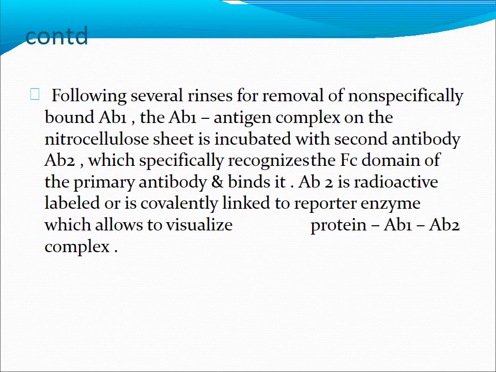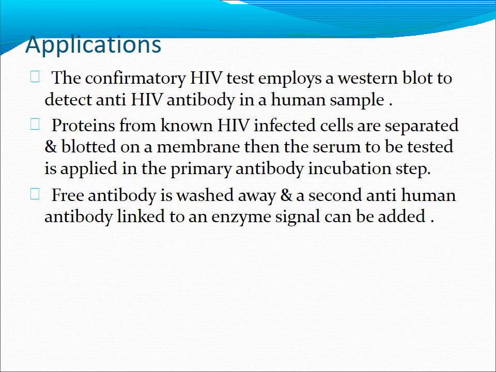So what we have done, we have first added antibody 1. Now the antibody 1-antigen complex is made. Then we have added the second antibody, which is labeled by a radioisotope or labeled by an enzyme. Now the complex is made: protein, antibody 1 and antibody 2. Now these antibody complexes are detected.